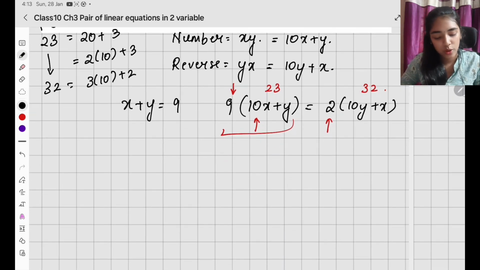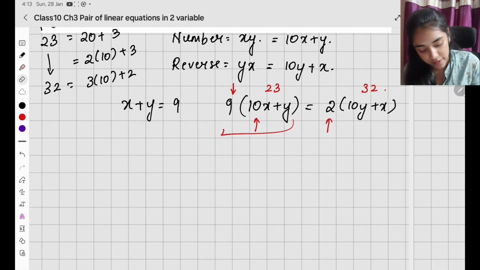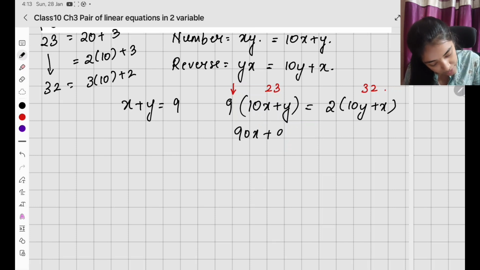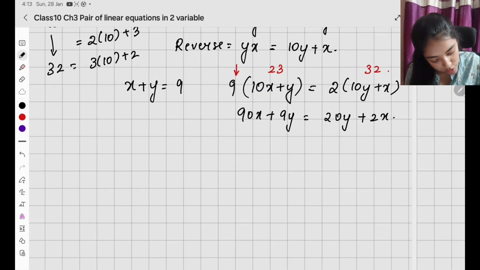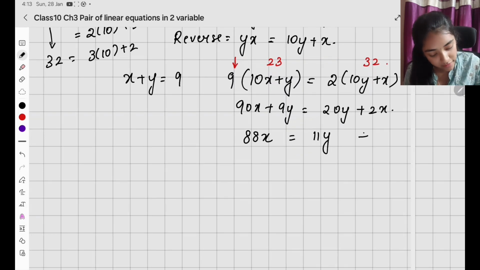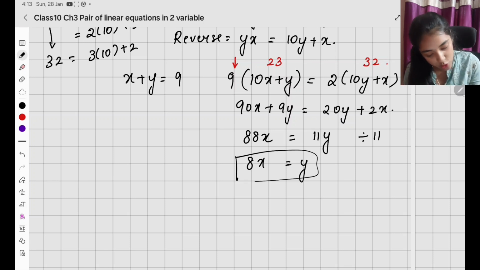Okay. Now you have two different equations. Shall we simplify the second equation first? When I simplify this, I have 90x plus 9y equals 20y plus 2x. 90 minus 2 is going to be 88x. Then 9 minus 20, or I can write this as 20 minus 9, is going to be 11y. When I divide the whole equation by 11, I have 8x equals y. Okay, so these two are the equations.